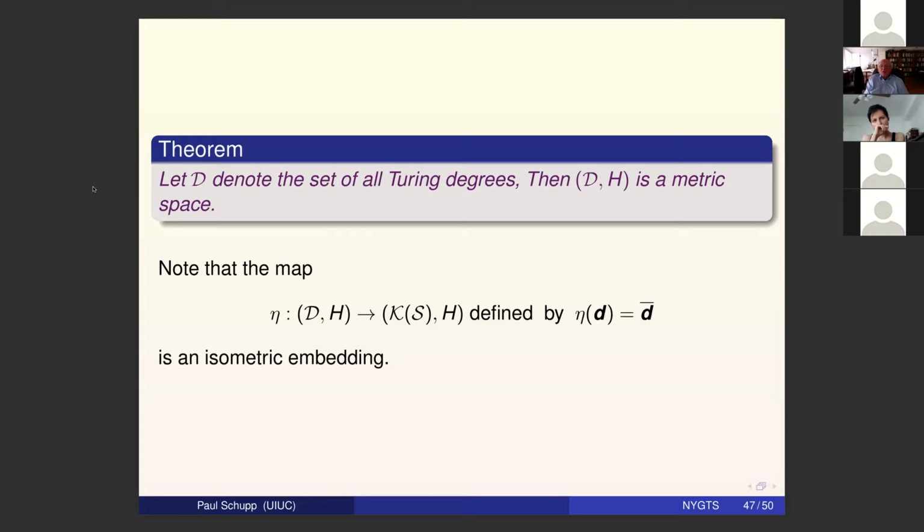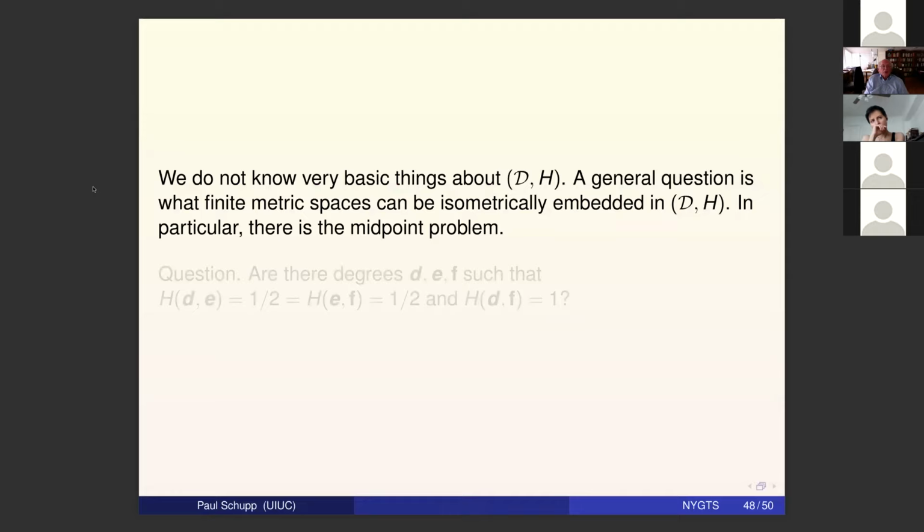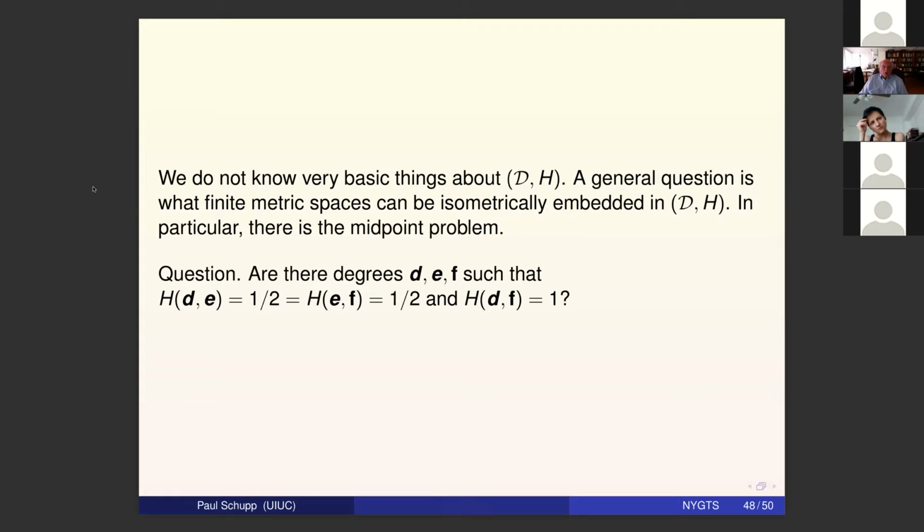So what do we know about D with that strange Hausdorff metric? Many of the basic things we already don't know at all. So we have this metric space with three values: 0, 1 half, and 1. A general question might be what finite metric spaces can be isometrically embedded in D with H. In particular, the simplest possible case of this is the midpoint problem. So three points in a line. Do we have degrees D, E, and F, such that the distance from D to E is a half, which is the distance from E to F, and the distance from D to F is 1? It is the simplest possible three-point question. We don't know. I always feel the answer must certainly be yes. I think Carl thinks the answer is probably no, but even this very basic question is not obvious at all.